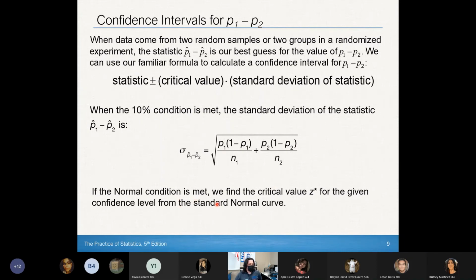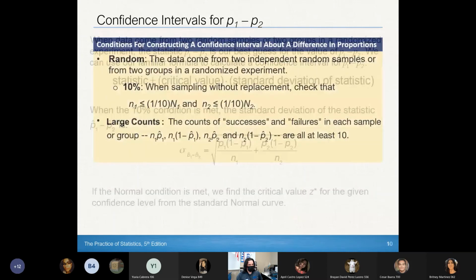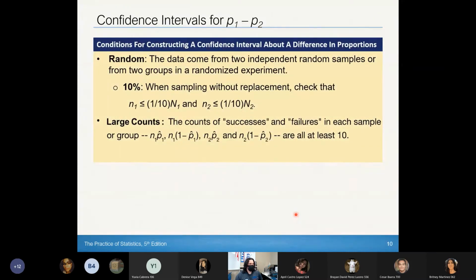If the normal condition is met, we find the critical value Z star for the given confidence level from the standard normal curve. And again, we have our conditions: random, 10%, and large counts. But in this case, we need to check these three conditions for each population. Random, 10%, and large counts for population 1, random, 10%, and large counts for population 2. We must make sure that both populations are satisfied.